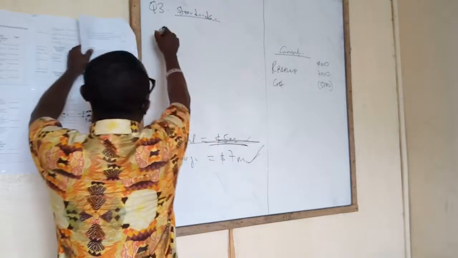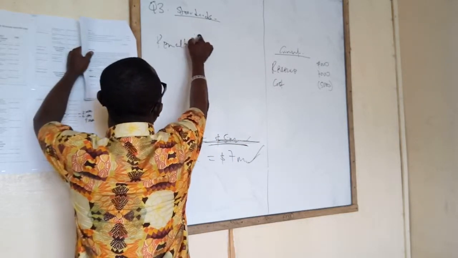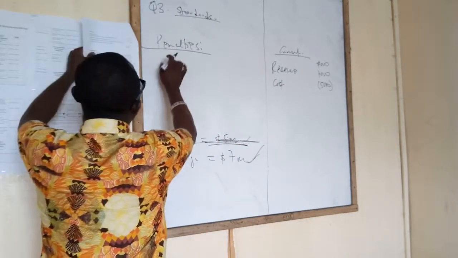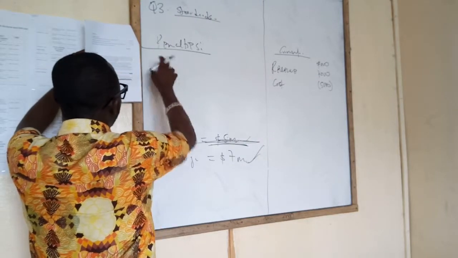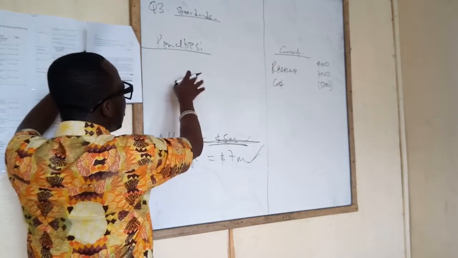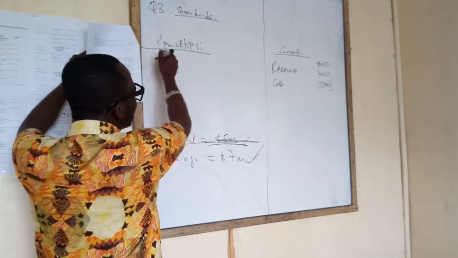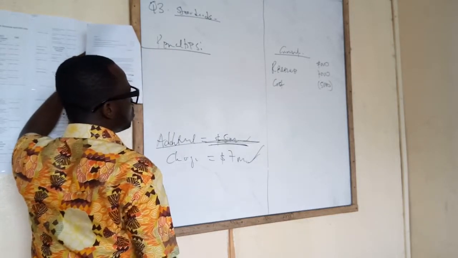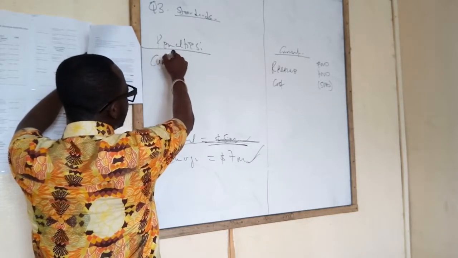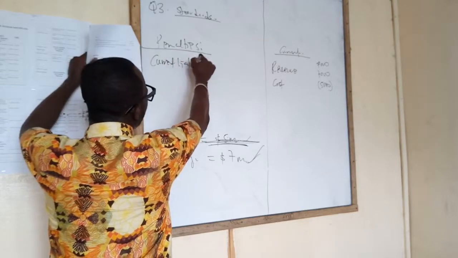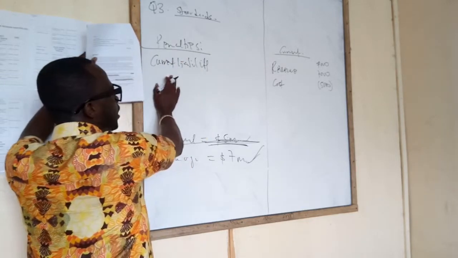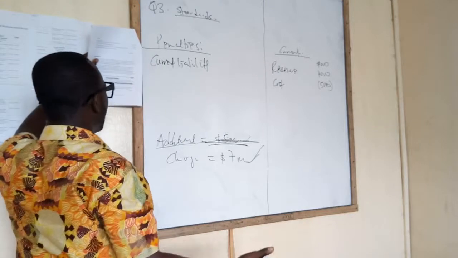The first thing, penalties. How should they account for the penalties? Since it is something they are likely to pay, but has not been settled, or they have not paid it yet, that should be recognized as what? A current liability. But you know the amount is not told here. We are not told the amount here.